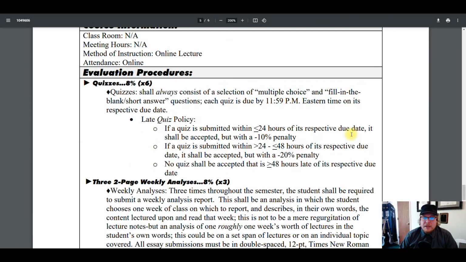Let's go ahead and take a look at the late policy, and then I'll explain where to find them. So you can turn in quizzes late, but you've got basically a 48-hour window to turn them in.